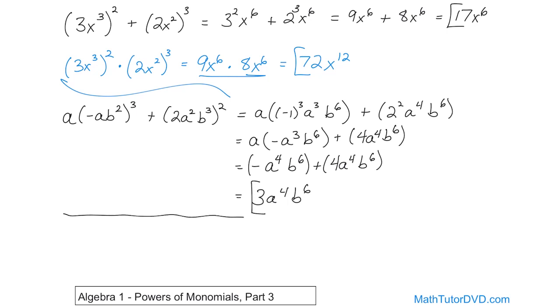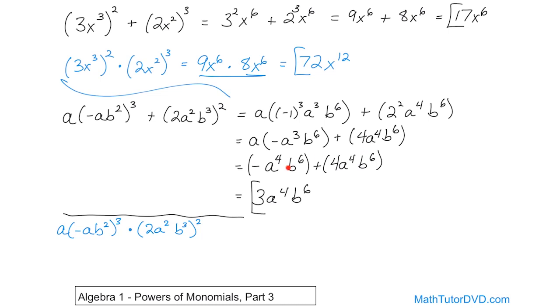Now our last problem here, well, it's not the last problem, but the problem that looks similar, I want to show you the difference. What if you had a times negative ab squared cubed, but instead of adding them together, let's multiply it times 2a squared b cubed squared. How would you handle that? Well, the only difference between this problem and this problem is we're just, instead of adding, we're multiplying it.